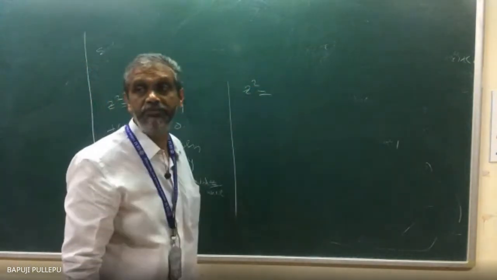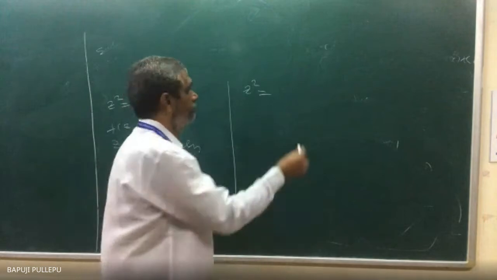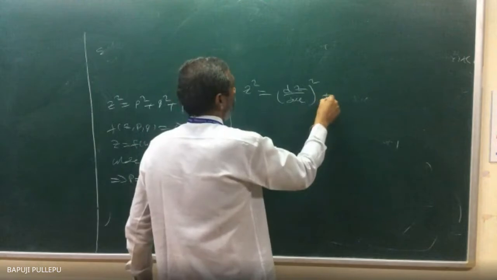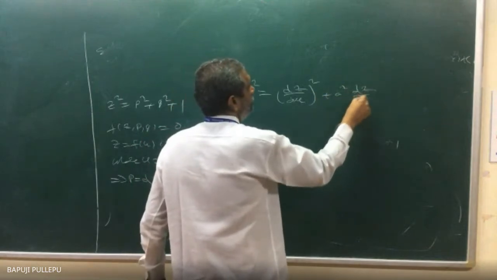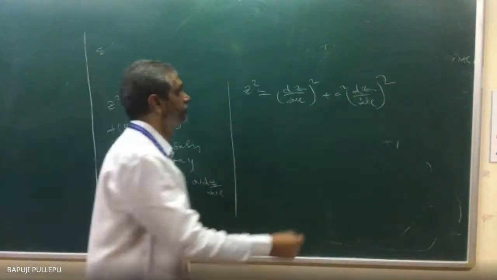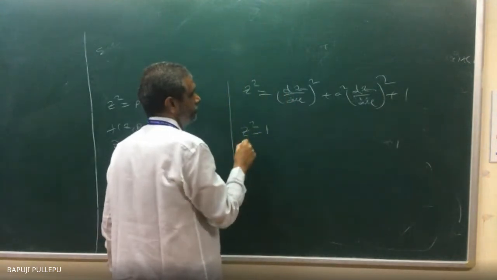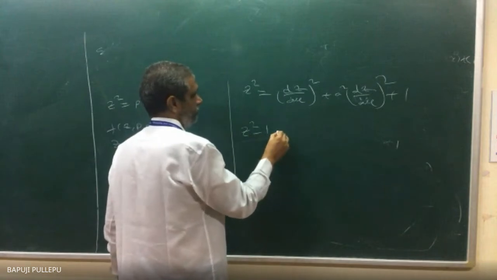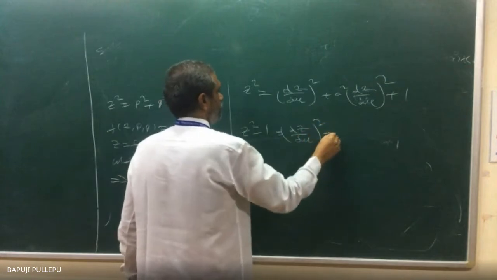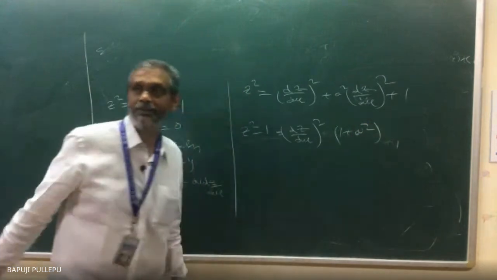P square is what, sir? P square is dz by du whole square. Then a square into dz by du whole square, plus 1. Correct?